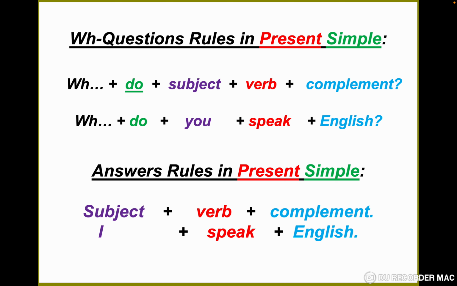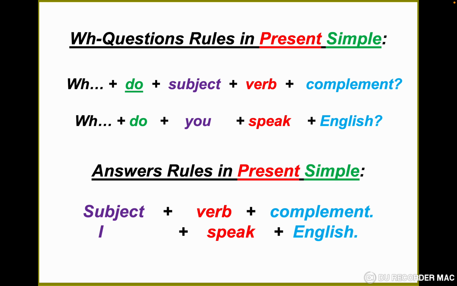So let's see the rule of WH questions in present simple. We have WH, so we put three dots. It means we can put what, where, when, whatever WH word you can put here, plus do, plus subject, plus verb, plus complement. For example, why do you speak English? And for the answers in present simple, we always start with the subject plus verb plus complement. I speak English, and we continue the answer.